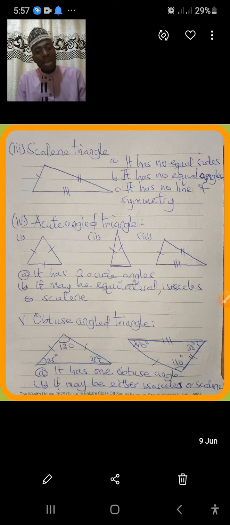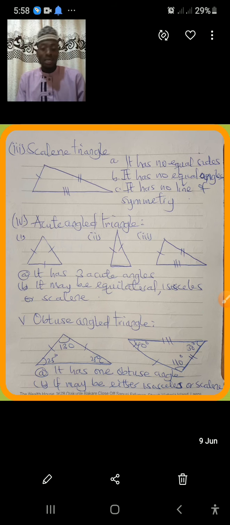But talking about acute angle triangle, it can be isosceles, it can be scalene, it can be equilateral. Why? Because these three angles inside, they are less than 90 degrees. Look at an equilateral triangle, the angles inside are 60, 60, 60. It means they are less than 90. So that type of triangle is an acute angled triangle.